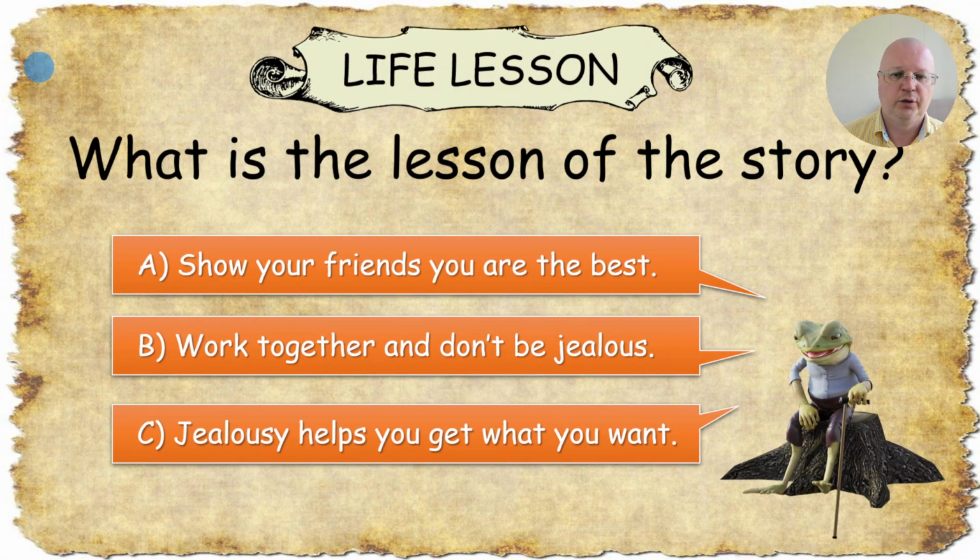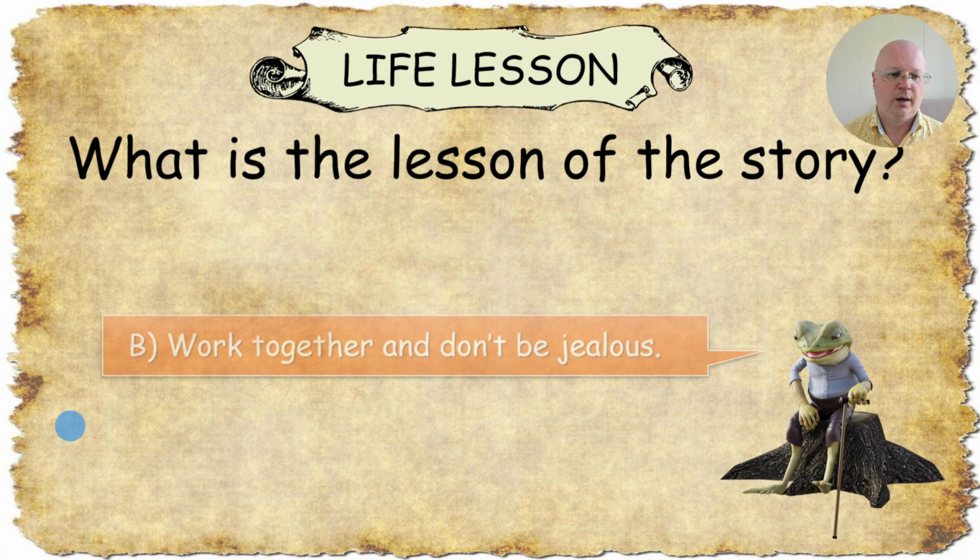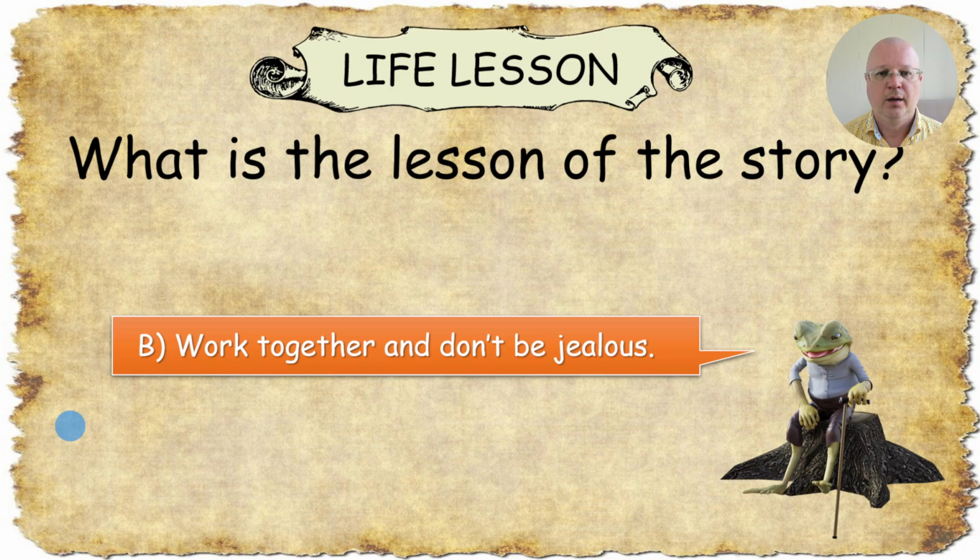A, show your friends you are the best. B, work together and don't be jealous. C, jealousy helps you get what you want. So in this case, the correct answer is B. The moral of the story, the life lesson of the story is work together and don't be jealous.